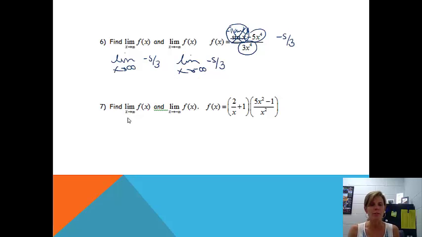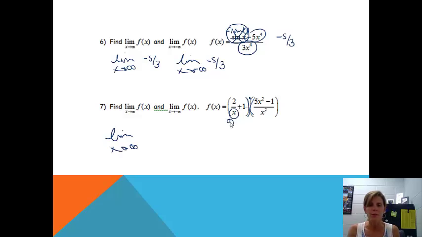And then number 7, the limit as x approaches infinity and x approaches negative infinity again of f of x. So we are going to once again see if we can plug things in here and get answers. Since these are multiplied, I can actually find each limit separately and then multiply my answers together. In the first one, let's just find the limit as x approaches infinity first.